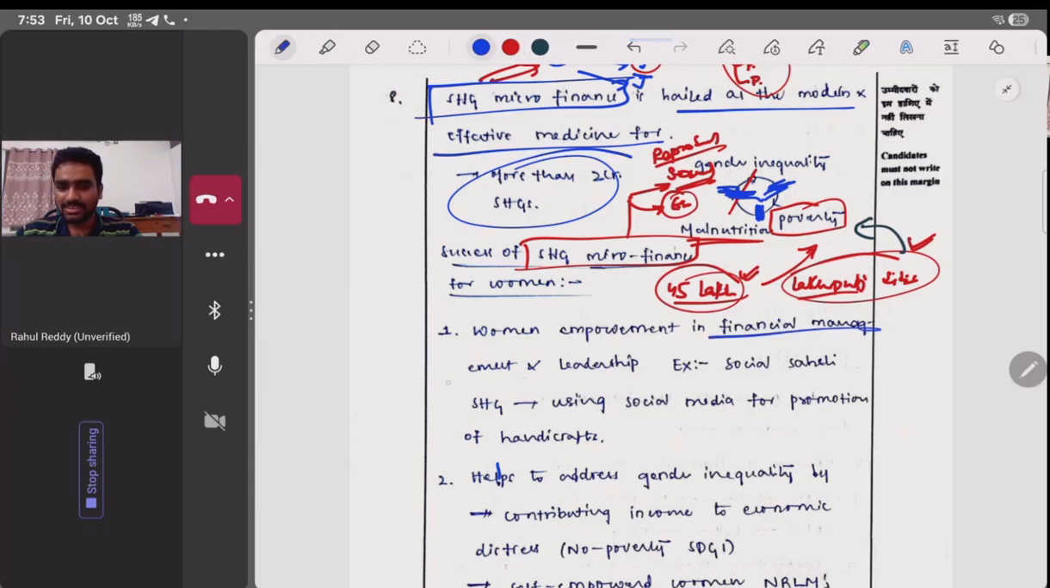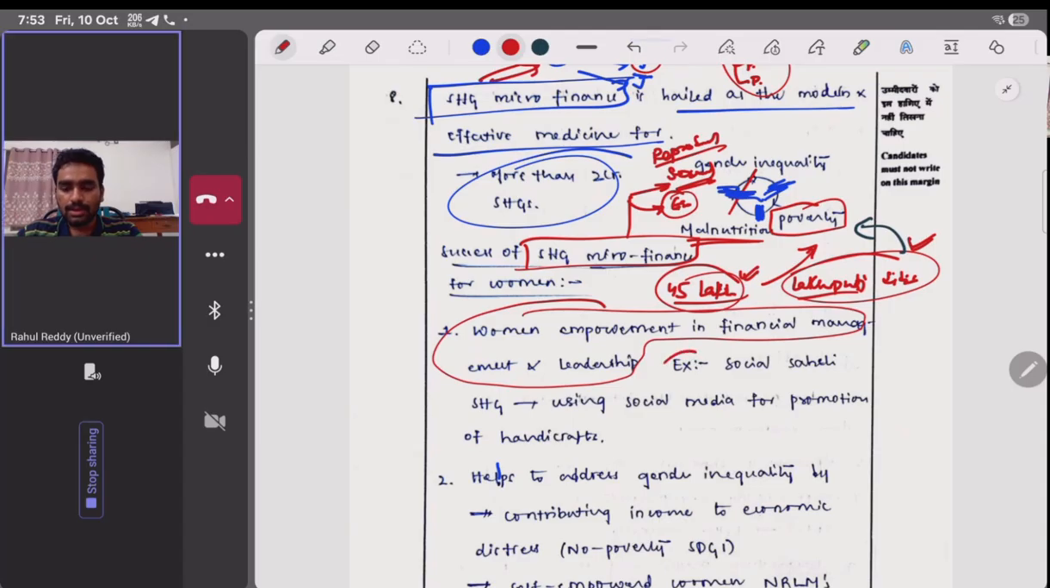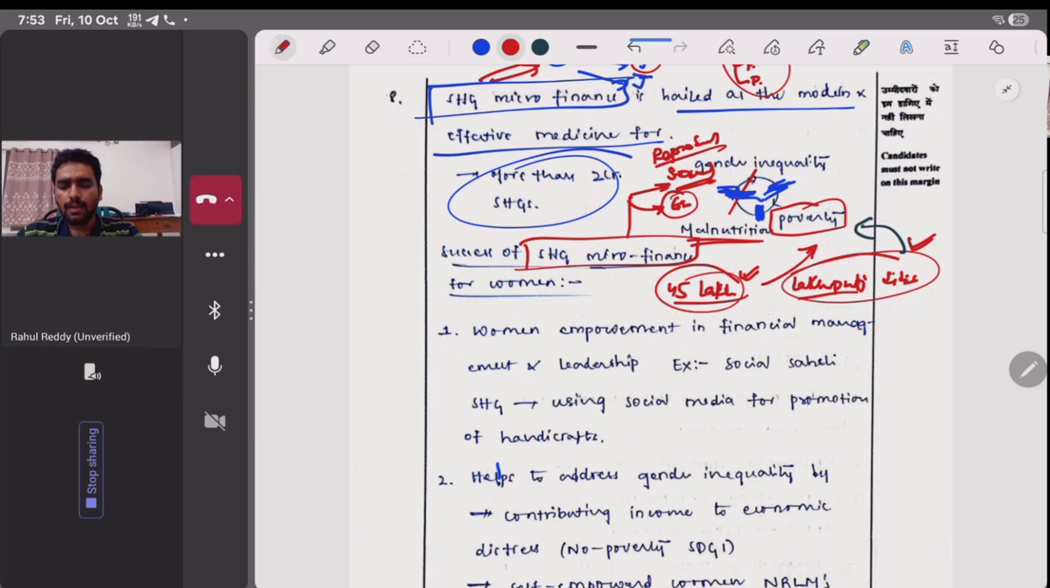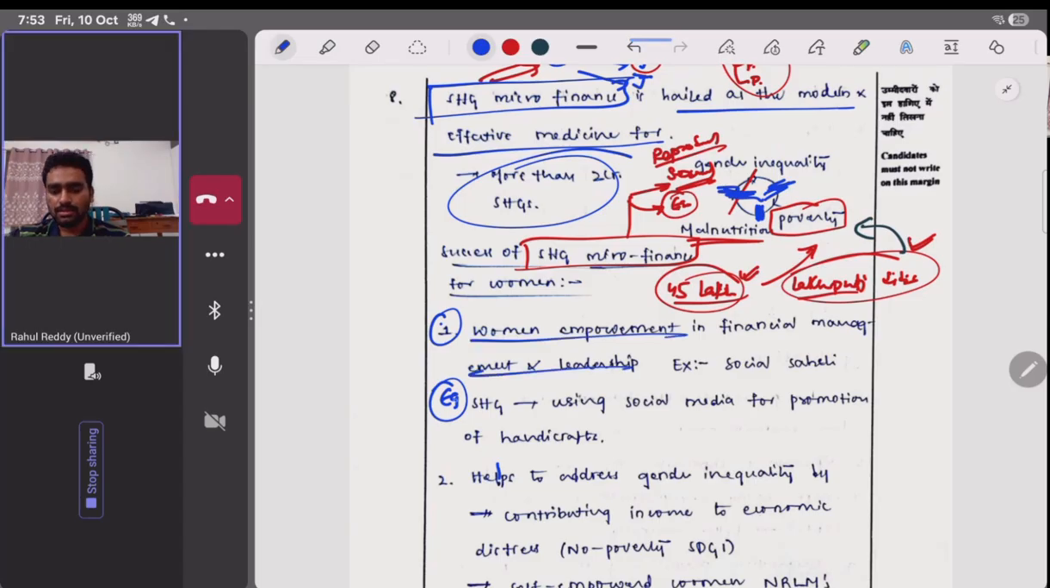So women empowerment in financial management and leadership. Saki Saheli, okay, another point. You have mentioned the point here. Now you are mentioning the example. So the example should be from the next line. You don't have to write the example in the same line, just so that we can manage the space. No, not about space. It is more about legibility and a structured manner. If we have written the point here, the example here, the visibility is better.